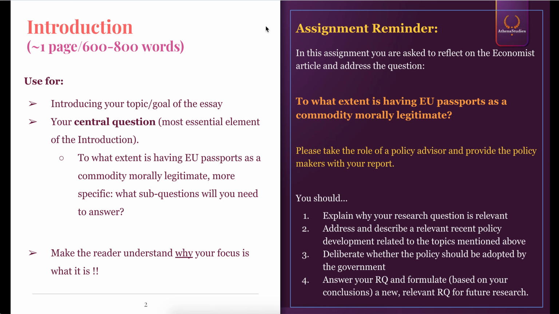So in this case, to what extent is the EU passport commodity morally legitimate, and more specifically, what type of sub-questions will you need to answer in order to answer this bigger question? And make your reader understand why you're focusing on what you're focusing on in your essay. So why is this important? Why are you trying to answer this question about EU passports, etc.? So this is what we use the introduction for. It is basically introducing your issue and introducing the rest of your essay as well.